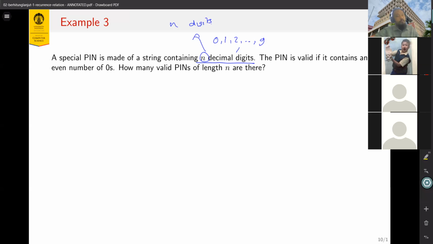Of course, in this particular example, we only allow certain pins. We only allow valid pins, namely the pins that contain an even number of zeros. Even number of zeros. So how many valid pins of length n are there?